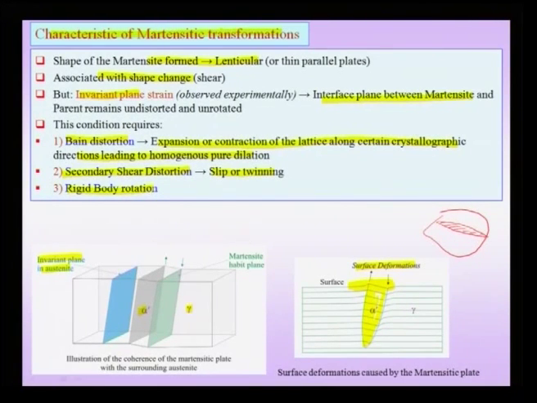In this slide we are talking about the formation of a martensite which has a lenticular morphology, and this lenticular morphology gives rise to deformations, especially if the plate intersects the surface as shown in the schematic below. Now, this invariant plane strain which is observed experimentally has to be understood in terms of 3 steps: the Bain distortion, the secondary shear distortion and a rigid body rotation.